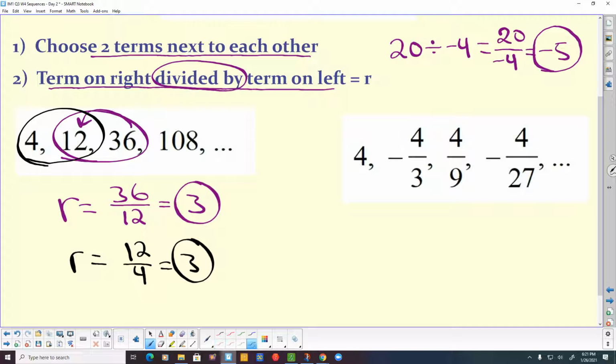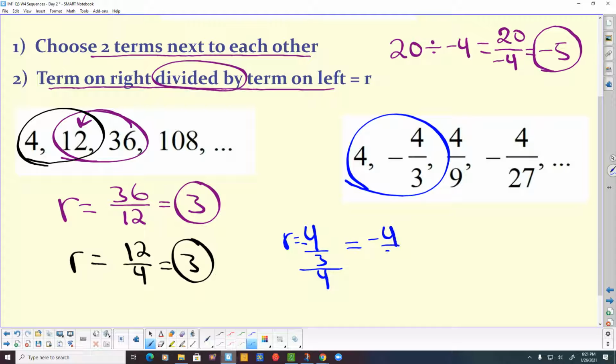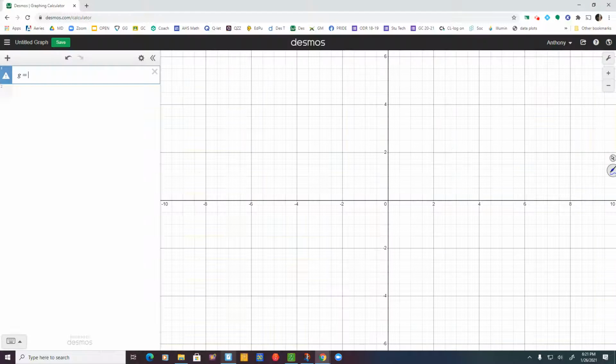Okay, it gets a little weird, maybe challenging, when you come up to fractions. So let's see, the ratio equals -4/3 divided by 4. This one I'm going to write out as a division problem: -4/3, that's this one, divided by the one in front, divided by 4. Now, if you have a scientific calculator, this should be doable. If not, everyone has Desmos. So I'm going to go to Desmos really quick, and we're going to see how that works there.